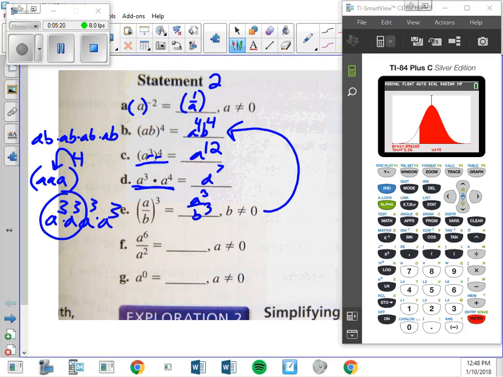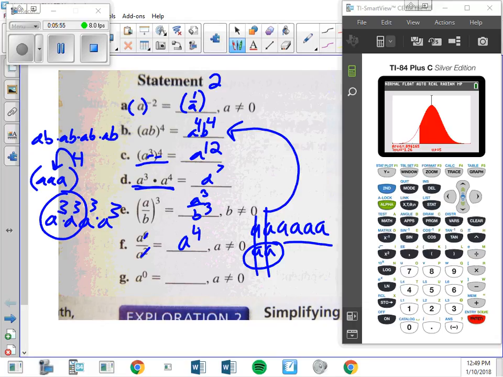The next one, if I have a to the 6th on top and a squared on bottom, how do I simplify that? You would subtract the 2 from the 6. And if you forget, you can just write your 6 a's on top and then your 2 a's on bottom, and you cancel, and you end up with 4 on top. A to the 4th over a to the 0, which is just 1. So it's just a to the 4th, because both of those a's went away. Okay?